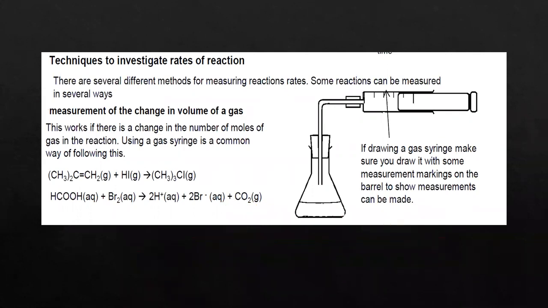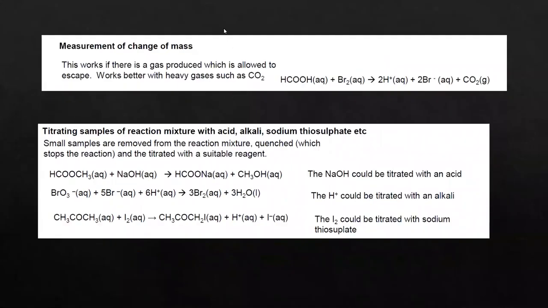The second technique which can be used to measure the speed or rate of the reaction is to measure the change in mass. This method works when a gas is given off, and the gas given off should be a heavy gas. If it's a lighter gas, for example hydrogen, the mass will change, but only a negligible change in mass will occur. So heavy gases such as carbon dioxide will be more effective.